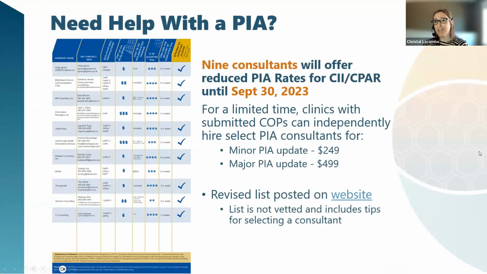So as I mentioned, sometimes getting a PIA up to date can feel like a daunting task. So we're really fortunate to be able to share with you a list of privacy consultants that are offering a special CII CPAR rate until the end of September to help advance this important work across the province and help with our acceleration. So if you've submitted a confirmation of participation form and you are informed that you need a minor amendment, that will cost $249. And if you need a major amendment, it's $499. These are phenomenal savings. It's a great partnership that we were able to leverage between these private consultants.